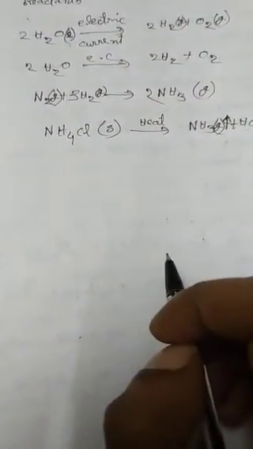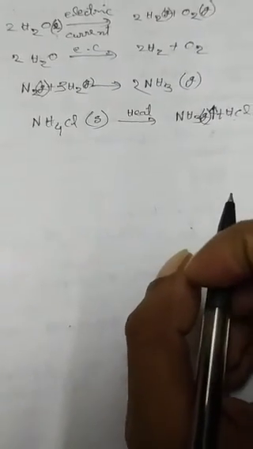Formation of a precipitate also indicates a chemical reaction. For example, formation of a white precipitate of barium sulfate when barium chloride is added to sulfuric acid. Then a precipitate occurs, so this also indicates a chemical reaction.